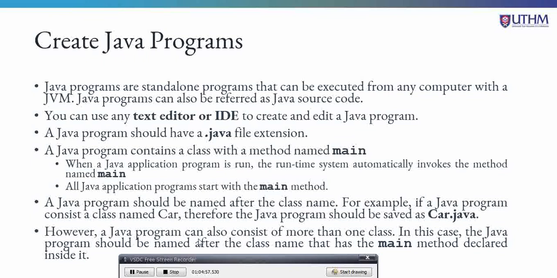However, a Java program can also consist of more than one class. In this case, the Java program should be named after the class name that has the main method declared inside it.